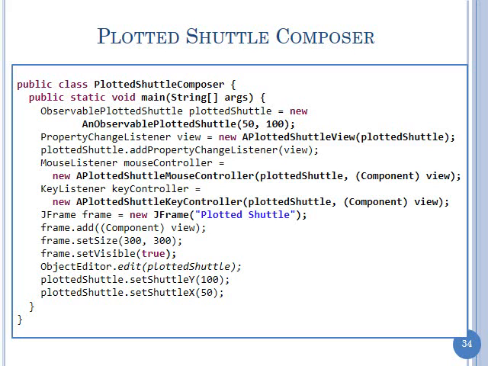I create my mouse listener, passing to it the component, the view, because the view is a component. I create the plotted shuttle controller, passing to it also the component, so that it can listen to these events. Then I create my frame. I add my view to the frame, which again sounds wrong. How do you add a view to a frame? But that's what you have to do. Okay? And we make it set visible. And I also create the object editor user interface to have both user interfaces up.